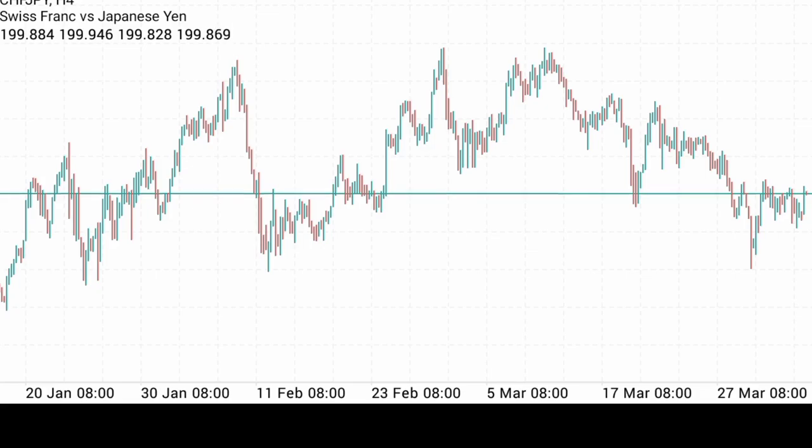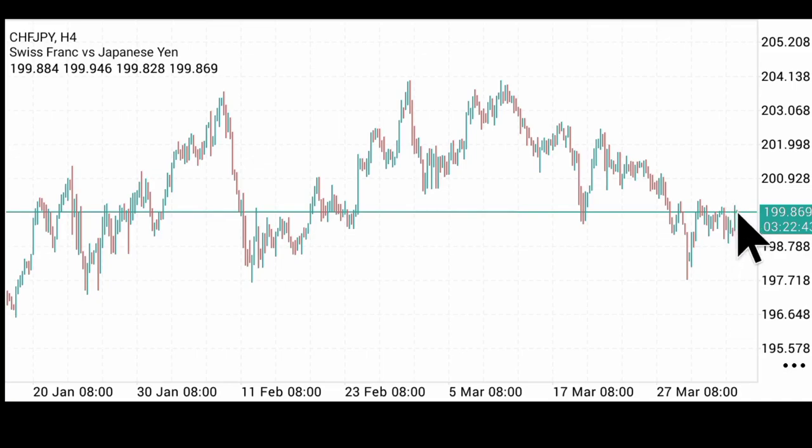So without further ado, let me take you through this chart. So here is a 4 hours chart of CHF JPY, and the current market price is right here. So this is the most recent candle right here at 199.86. If you look at the trend from here, we can see that we've been having lower highs and lower lows. Okay, so we are currently in a downtrend.